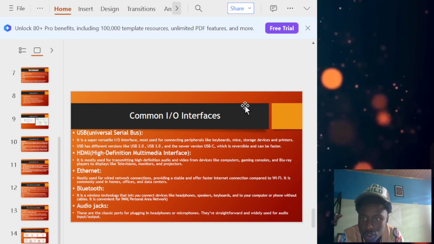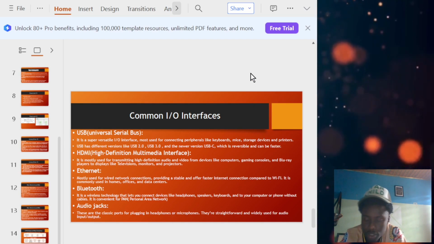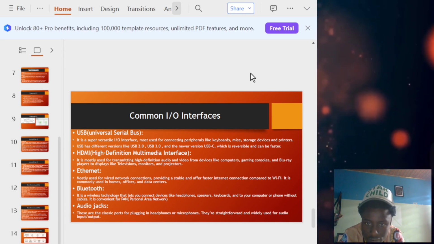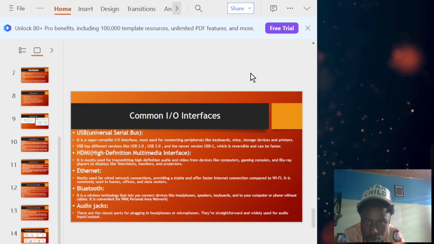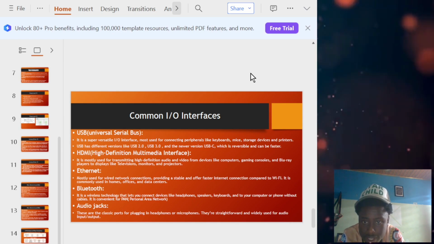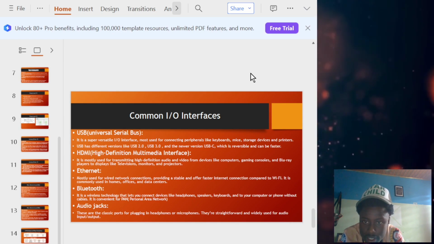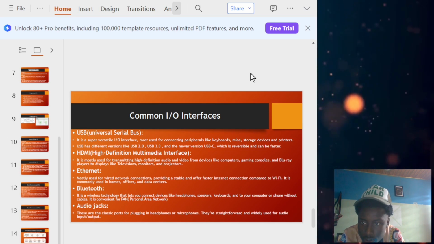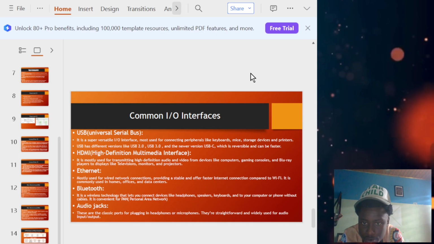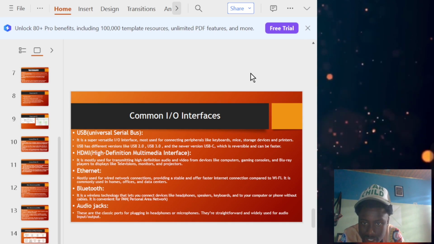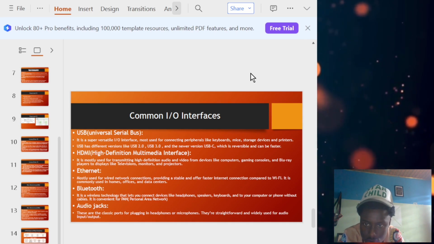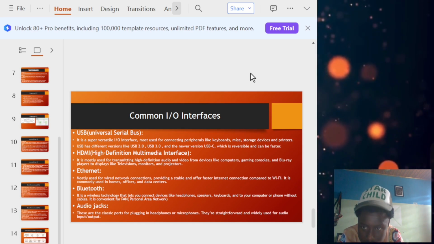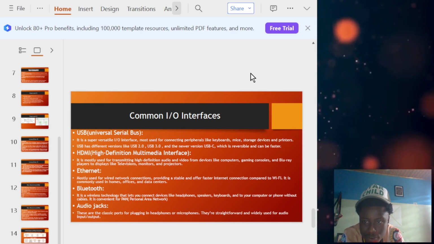Okay, so with this part, we'll be learning the common input and output interfaces, which include the USB, which we know as the Universal Serial Bus. It's a super versatile interface, mostly used for connecting peripherals like the keyboard, mouse, storage devices, and printers. The USB also has different versions like USB 2.0, USB 3.0, and the newer version, USB-C, which is reversible and can be faster.